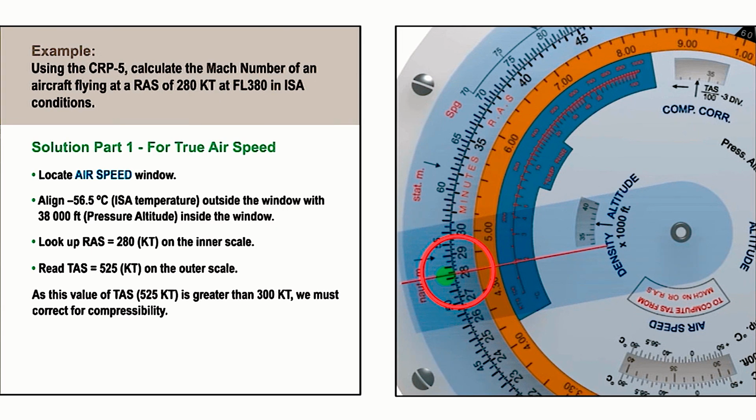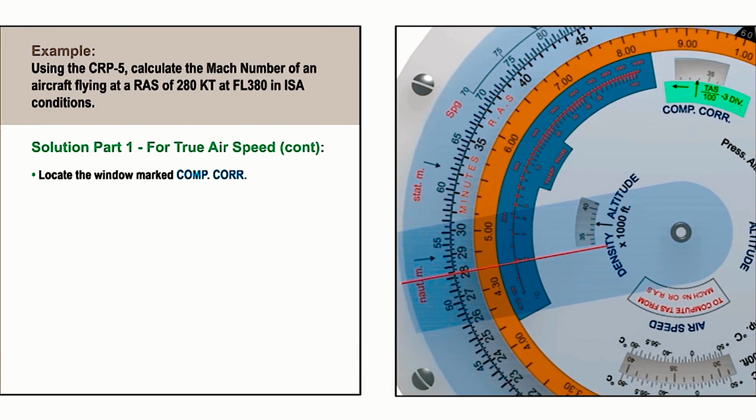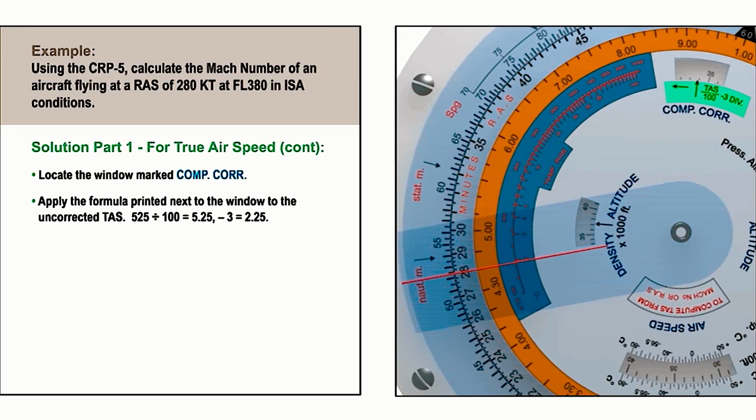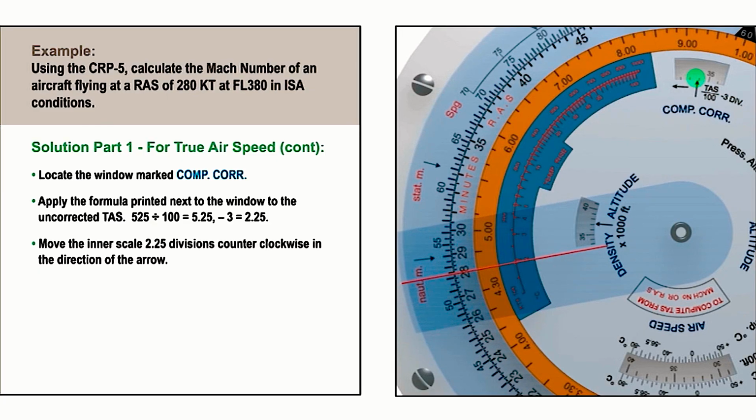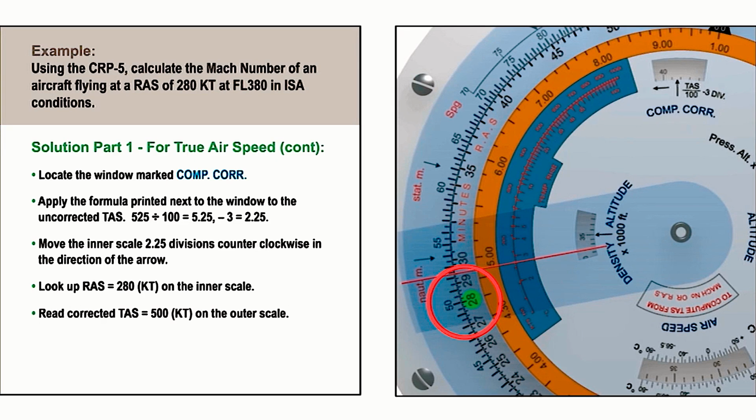This value exceeds 300 knots, and so we have to correct the figure for compressibility. First, we use the uncorrected true airspeed of 525 knots in the formula printed next to the comp corr window. This gives an answer of 2.25. We move the vertical pointer 2.25 divisions to the left. Now we look up the rectified airspeed of 280 knots on the inner scale and read off the corrected true airspeed of 500 knots on the outer scale.